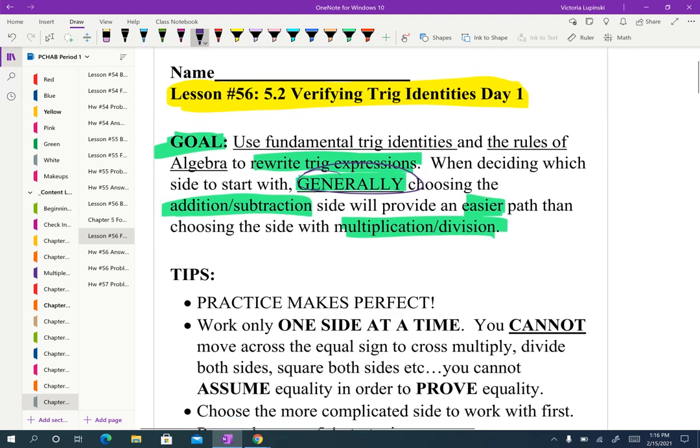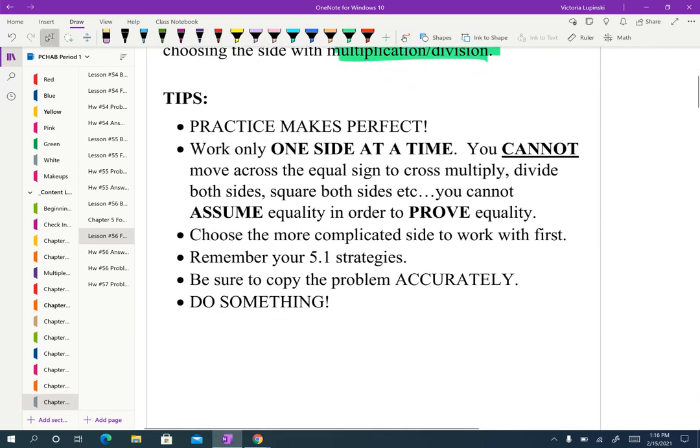So as you go ahead and try to accomplish your goal, here are a series of steps and some tips that you might want to consider. Bullet number one here, practice makes perfect. The only way to get really, really good at these is to do them. Not just to watch me do them, not just to copy the answer key or watch a friend do them, but you actually have to do them yourself in order to get the practice.